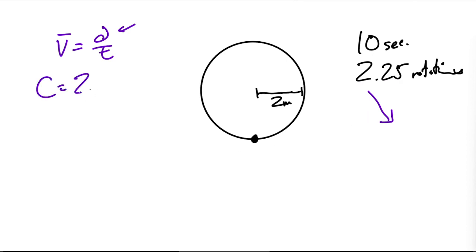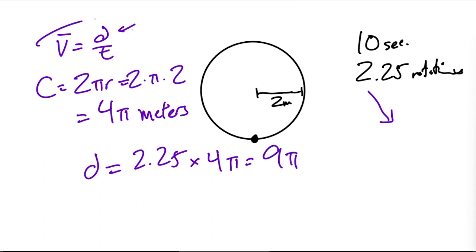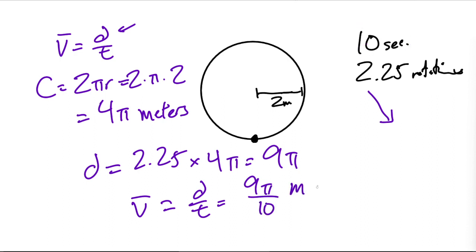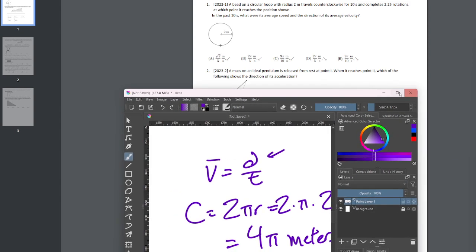Circumference is going to be 2 pi r, which is equal to 2 times pi times 2, which equals 4 pi meters. That's the total circumference. Our distance is equal to 2.25 times 4 pi, which is going to be equal to 9 pi. Putting that back into this equation, our average speed is going to be equal to D over T, which is 9 pi over 10 seconds, meters per second in this direction. And so that's going to give us answer choice E, 9 pi. All right, that's simple.